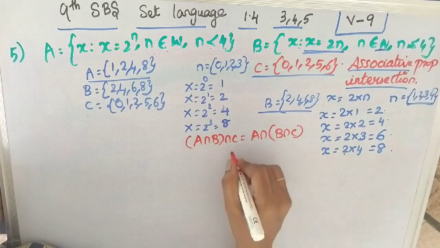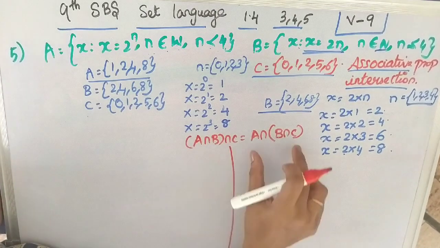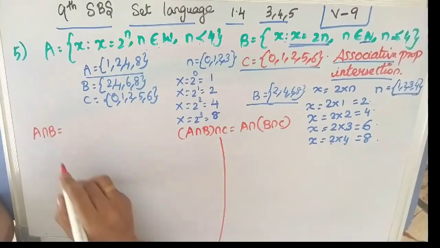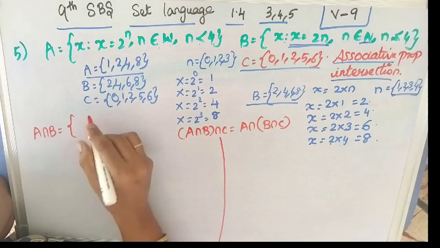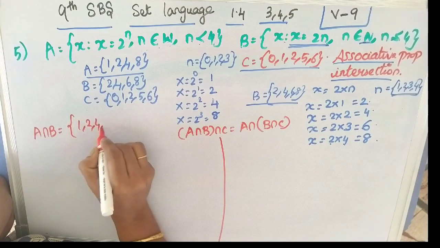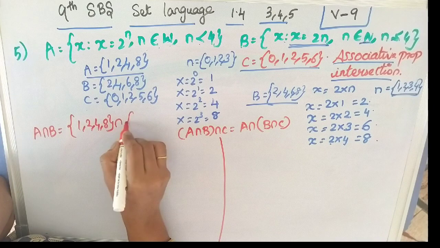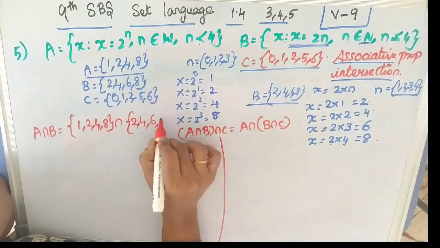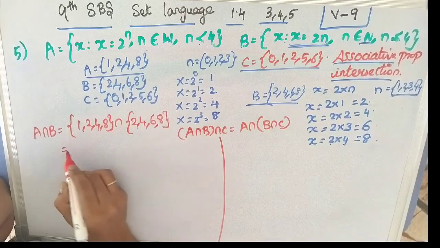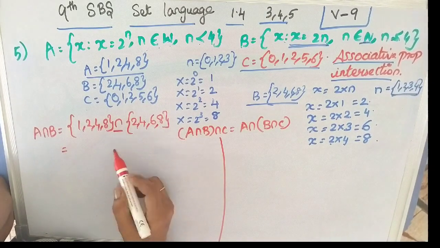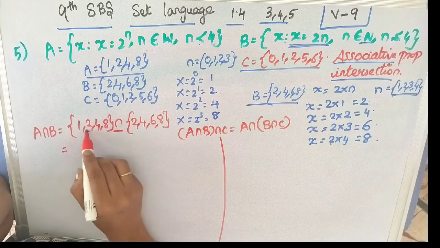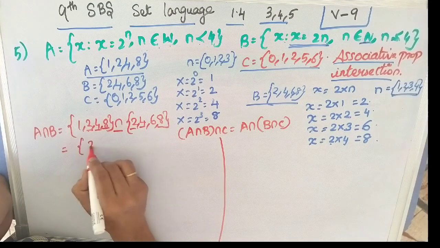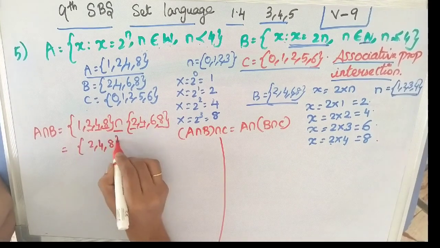First we have to find the left hand side, then we have to find the right hand side and prove that both are equal. Now in the left hand side, what is inside the bracket? A intersection B. First we have to find that. What is A? 1, 2, 4, 8 intersection. What is B? 2, 4, 6, 8. Isn't it? So what is intersection? We have to write only the common elements. So what are the common elements here? 2, 4 and 8. Okay? This is A intersection B.